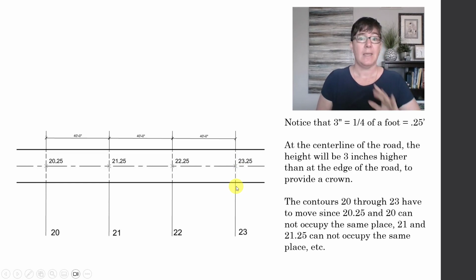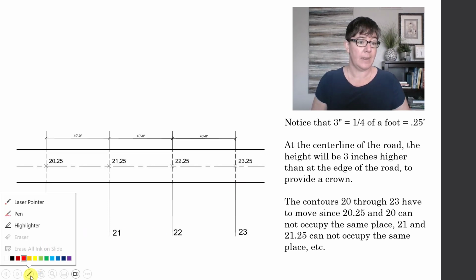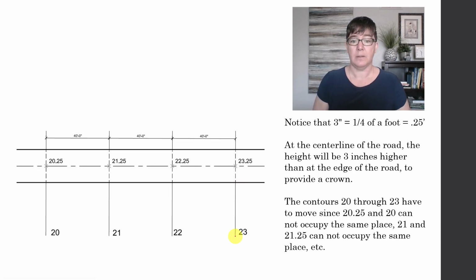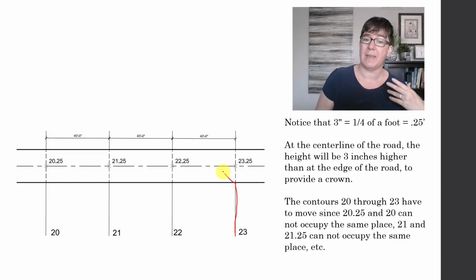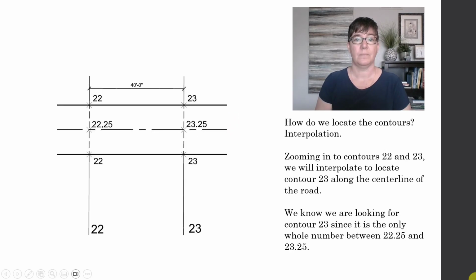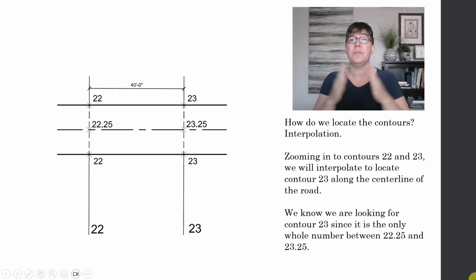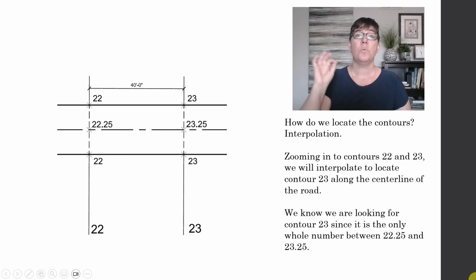And we've already learned what that contour is going to look like. It will come from here. And then it's going to make a curve pointing in the downhill direction, and then meet the grade on the other side. So we know the general look of that contour, but how do we dimension it? How do we specifically locate that contour? We're going to use the tool of interpolation.